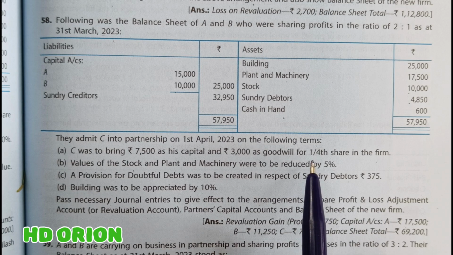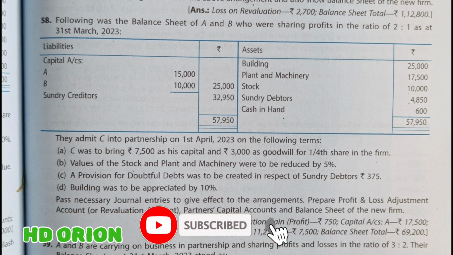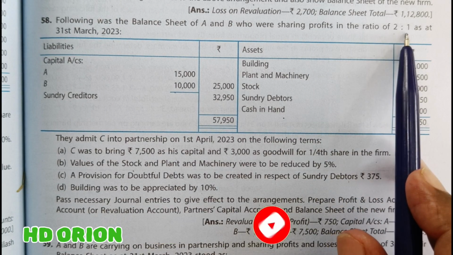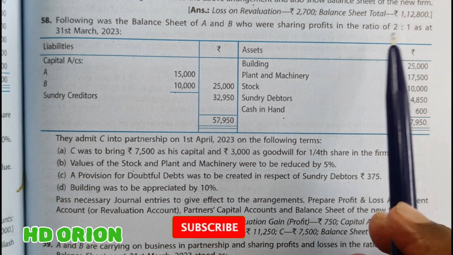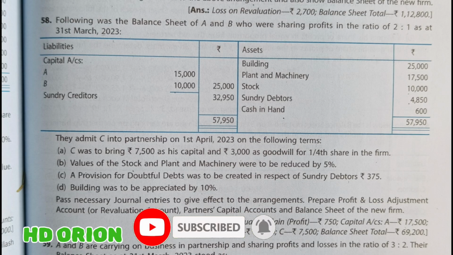Now in this question, new partner C's portion of profit is given as 1/4 and nothing is said about how much A and B have sacrificed. It means A and B have sacrificed in their old profit sharing ratio. So for the treatment of premium of goodwill, 2:1 is the sacrificing ratio. Let us see the solution.